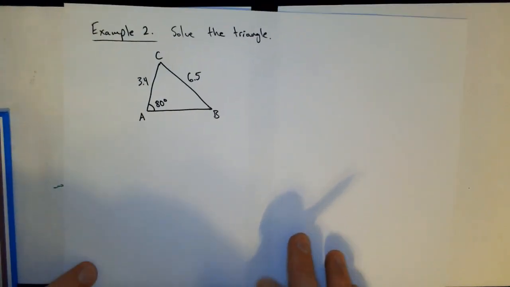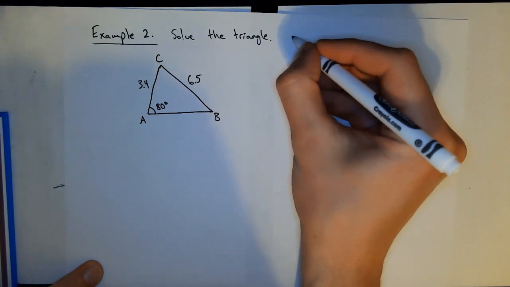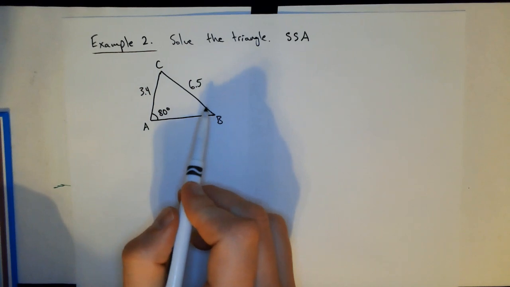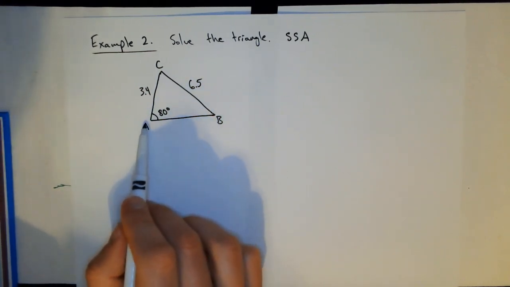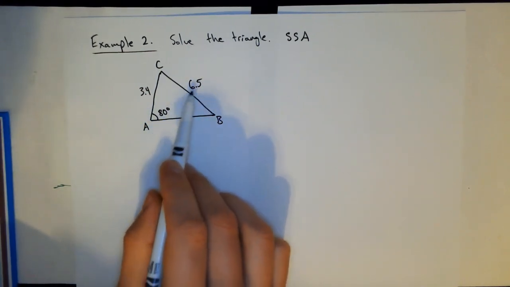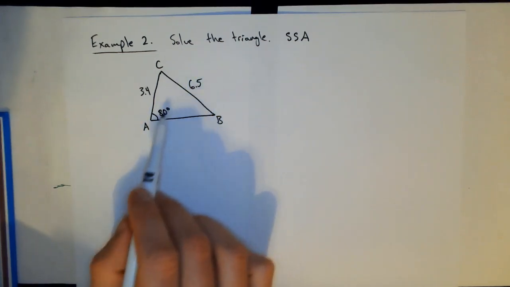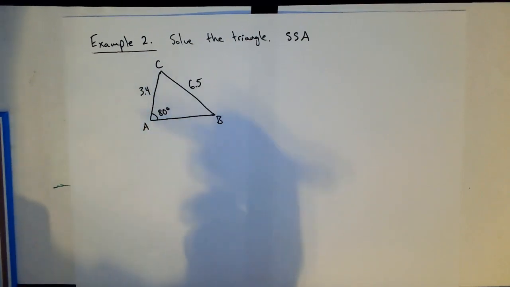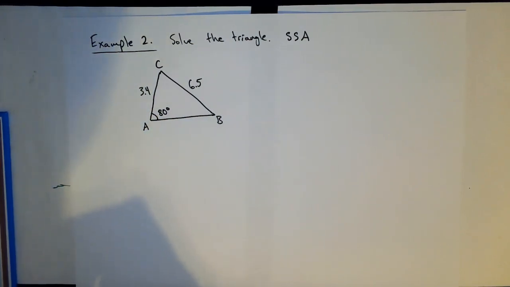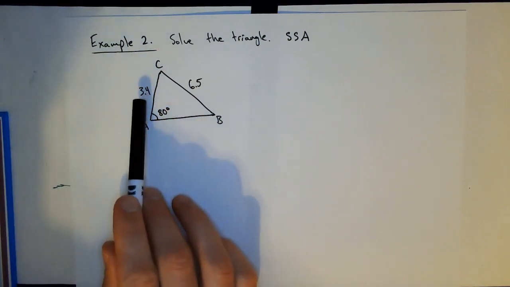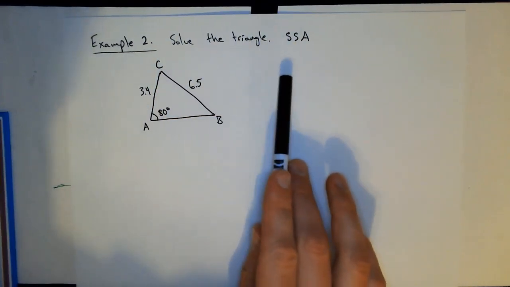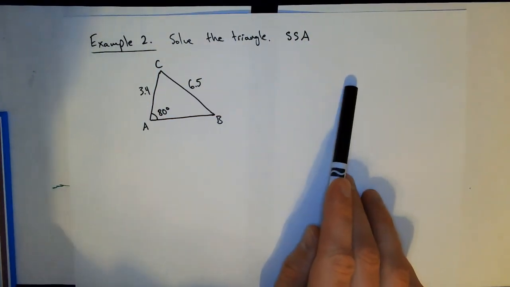This would be the so-called side-side angle case, where you're given 2 sides and then an angle that's opposite to one of the sides. So in this case, we're given this side is opposite to this angle, so we consider it side-side angle. As opposed to the other case where you're given 2 sides and an angle between them, which deserves its own little case, and we call it side angle side, SAS. I'll work one of those too.